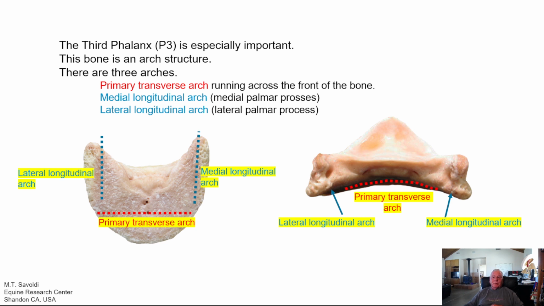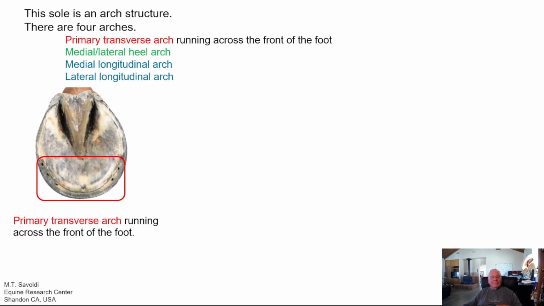So we said that there's that primary transverse arch, where you also have angles under your palmar process, here and here, on your lateral and medial longitudinal arches on your bone. So now we can look at the sole body. The sole is an arch structure. There are 4 arches in the sole.